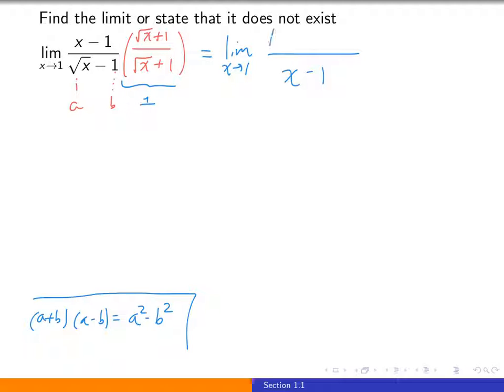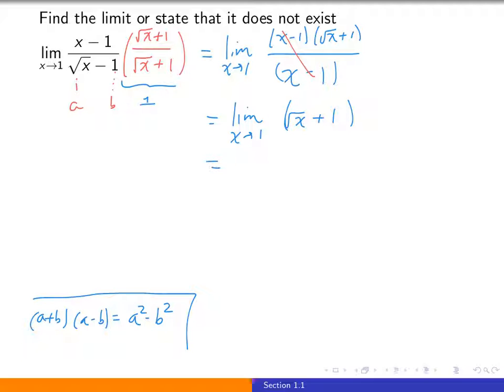In the top, you have x minus 1 times the square root of x plus 1. So the x minus 1 in the top and the bottom cancel, and we are now left with a limit as x approaches 1 of the square root of x plus 1.